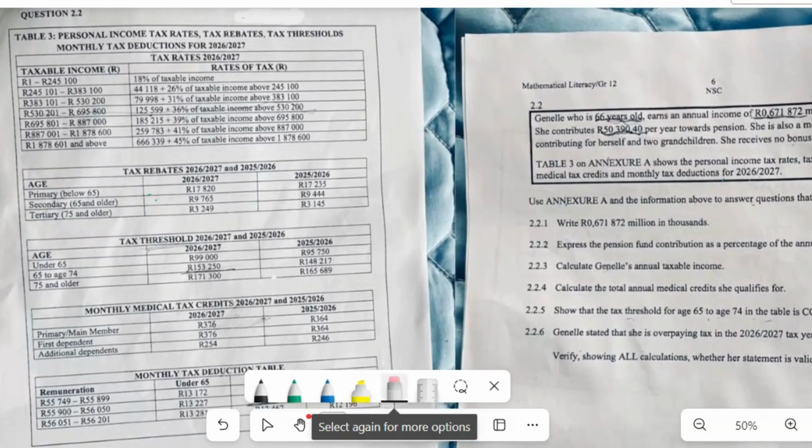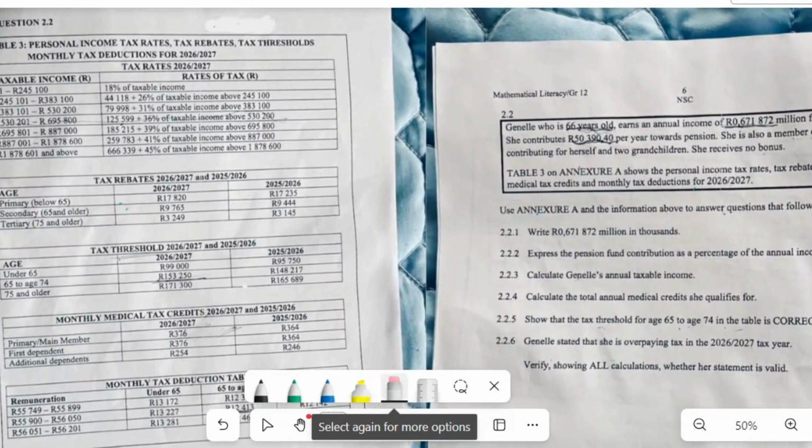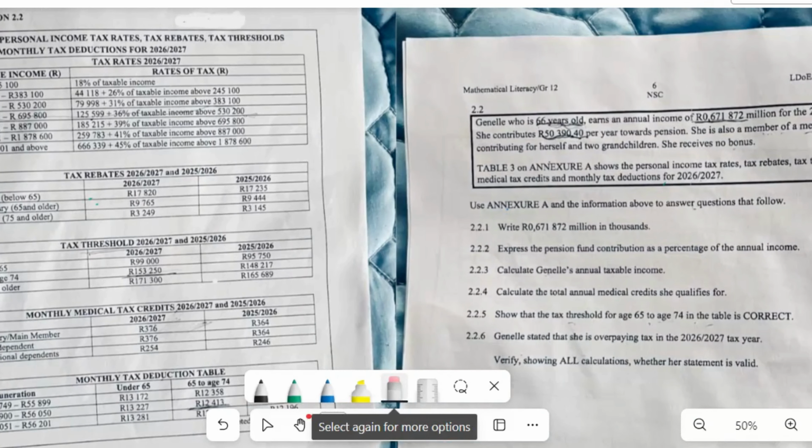Now let us look into question 2.2. There's a table 3 here, which is personal income, tax rates, tax rebates, tax thresholds, monthly tax deductions for 2026.